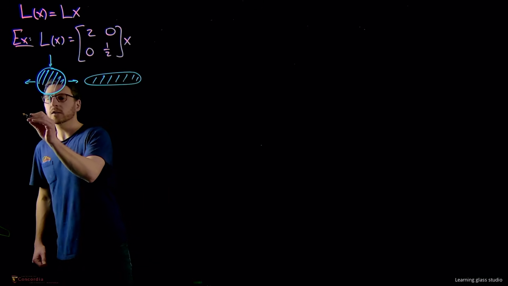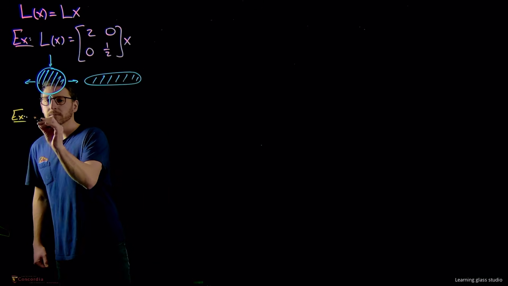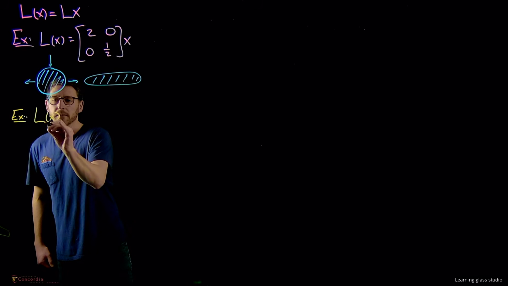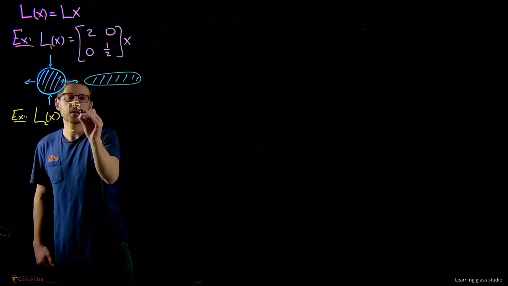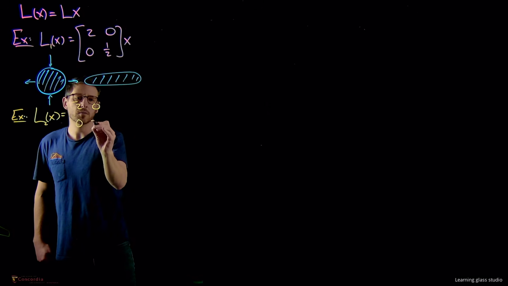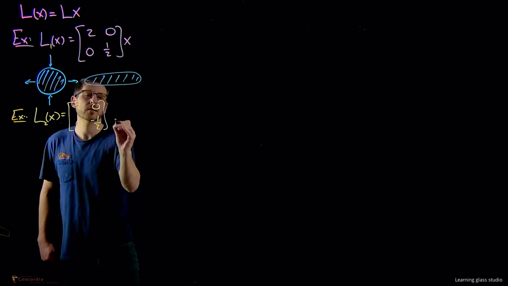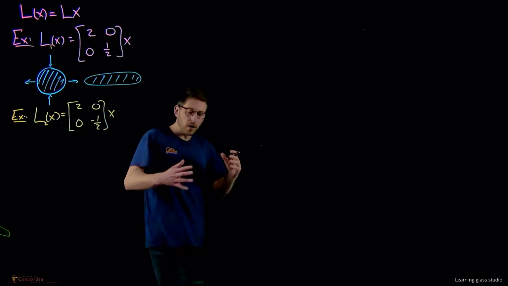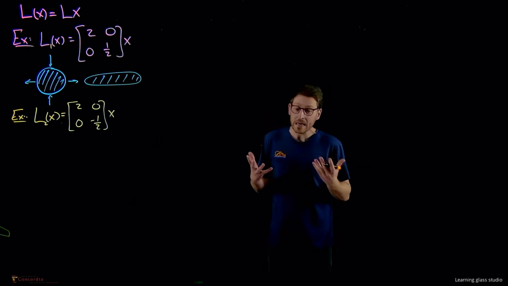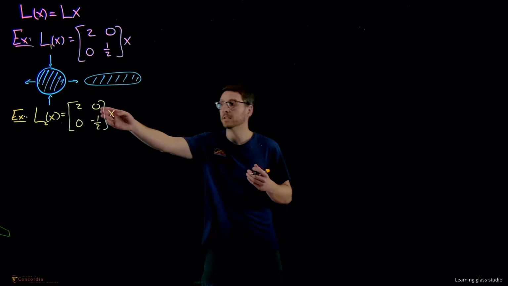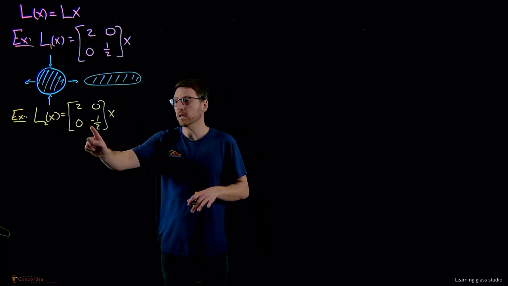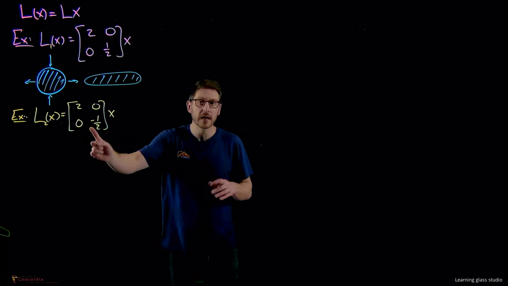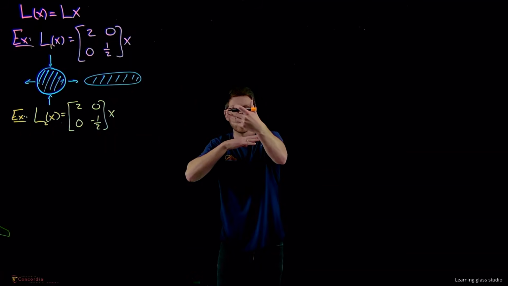We could alternatively think about this one. Let's call the previous one L1 and this one L2, just so we can differentiate them. L2 of x is the matrix [2, 0; 0, -1/2] times x. So effectively, this is doing the same thing as the previous map. It's expanding me in the x direction and compressing me in the y direction. The only difference now is that it's also flipping me, okay?